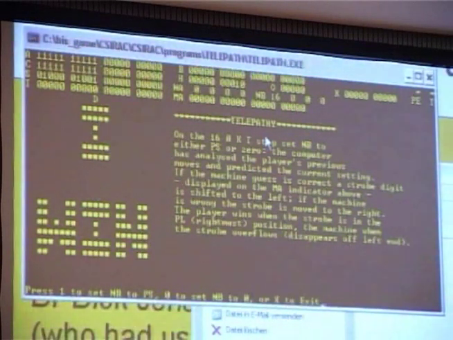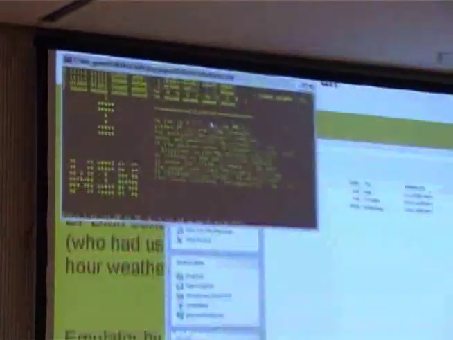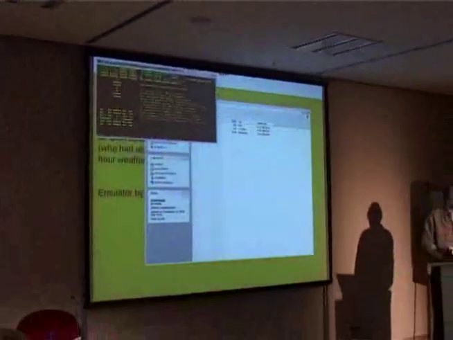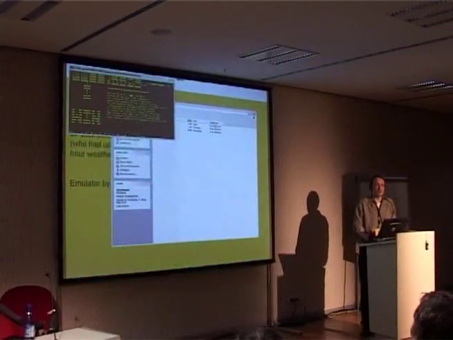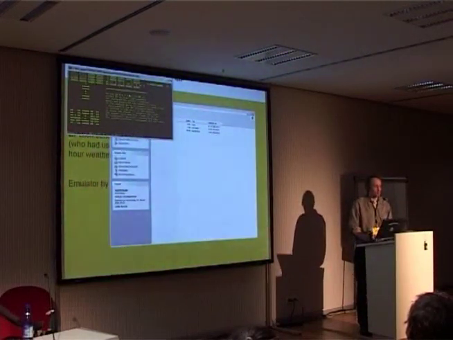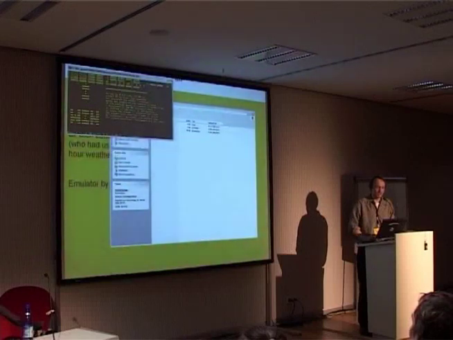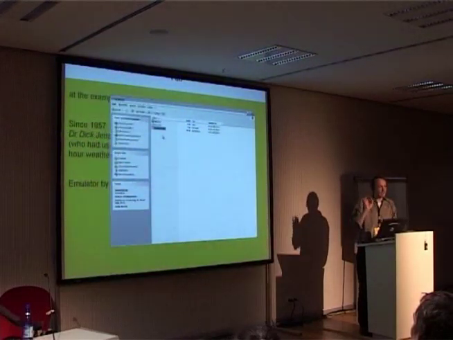And so Dick Jensen told me the story that there was a woman, a colleague of them, who used to win every time against Telepath. And so he was really angry about that, and so he made an advanced version of Telepath. It's called Ball. I have it here also as an emulator version. And so the rules are slightly different.